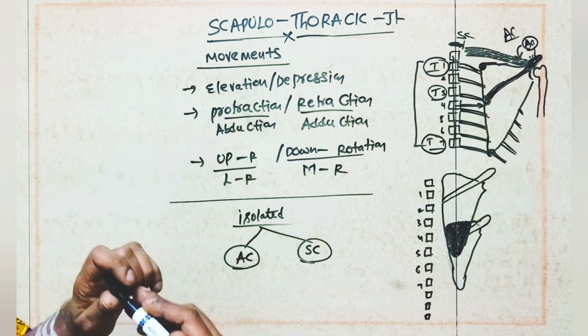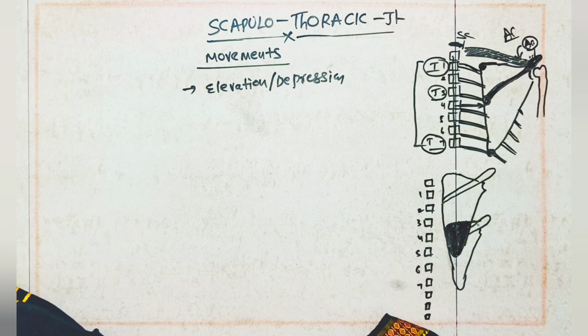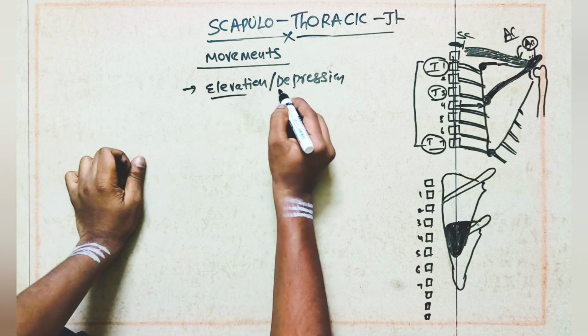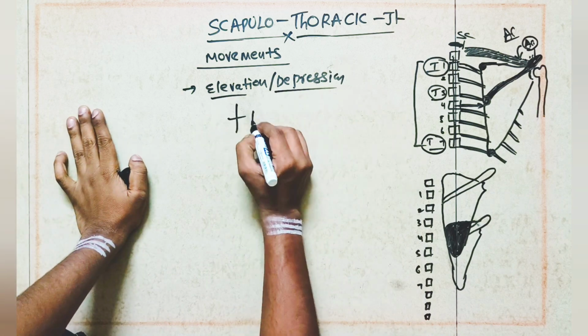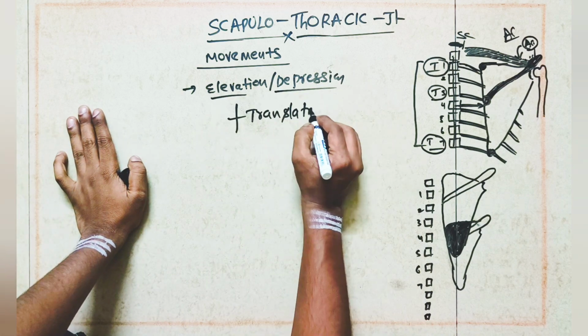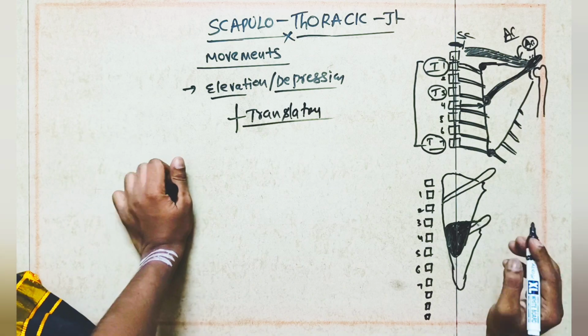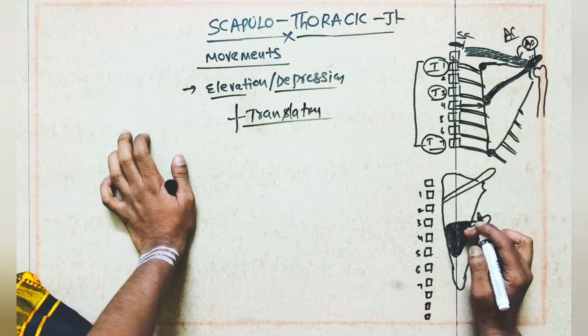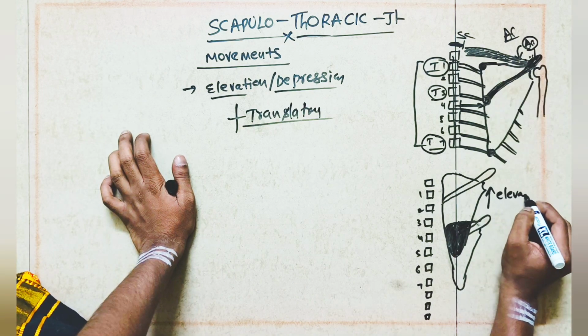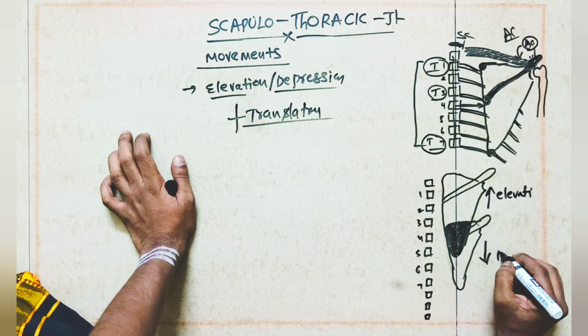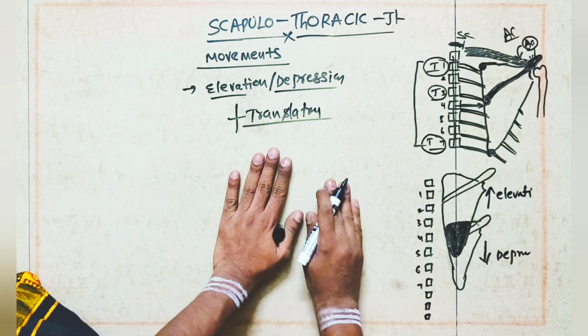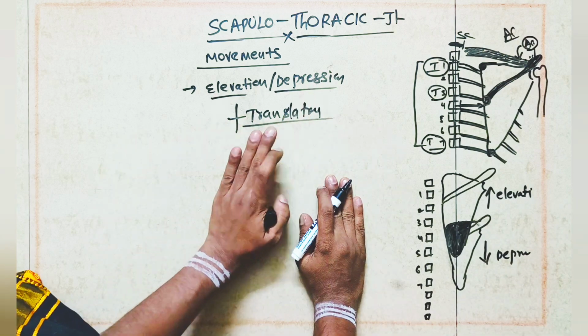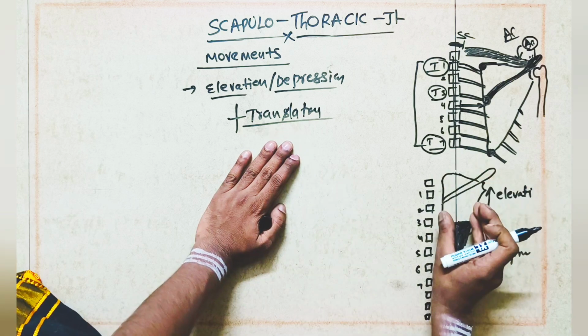Now we'll see elevation and depression. These two movements are translatory movements of the scapula. This is the resting position of the scapula. If the scapula moves upward, this is elevation; if it moves downward, that is depression. These are translatory movements; the scapula moves upward and downward.